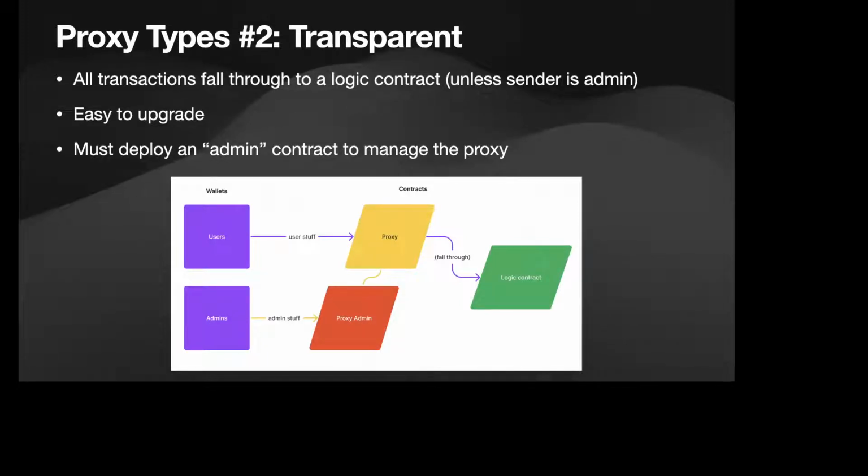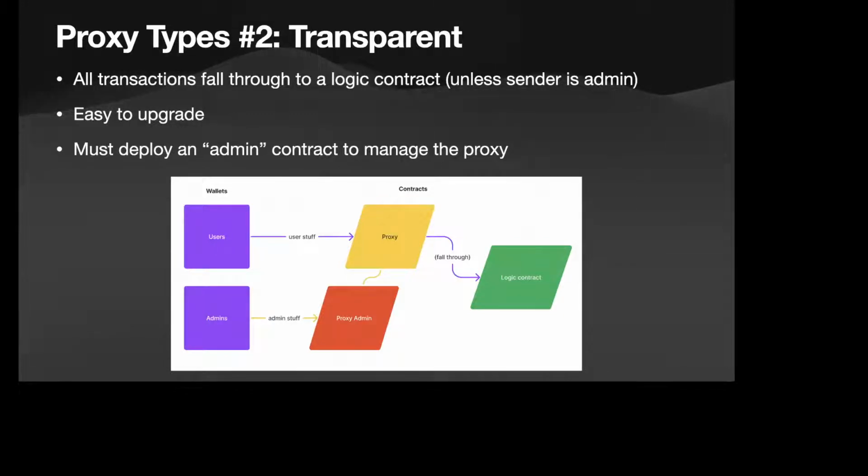OpenZeppelin, if you look at their different proxy patterns, this is how it works: they've created a basic structure where all transactions fall through to a logic contract unless the sender is an admin. So it handles the deployability stuff. It has a storage slot for the implementation address, so you as the admin could update the implementation address: version 2, version 3, version 4, right?